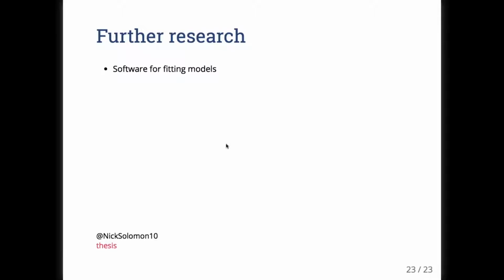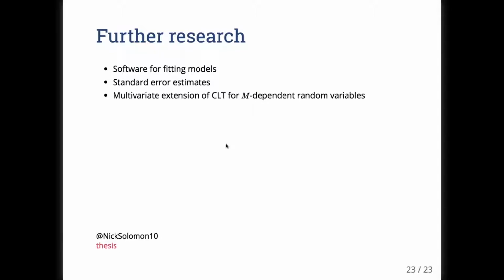And so further research: software for actually fitting these models, I was not able to get around to writing any software. Standard error estimates could use a lot more work because the jackknife is obviously a suboptimal procedure. Some sort of bootstrap would be much more effective, but it's unclear what it means to bootstrap a network. How do you sample a network with replacement?